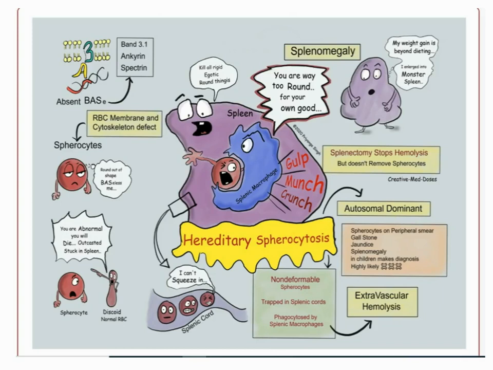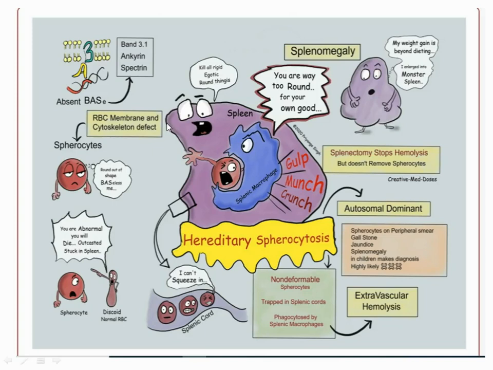So what's hereditary spherocytosis? The main treatment of hereditary spherocytosis is surgery, which gives very good results, more than medical treatment. Hereditary spherocytosis is an autosomal dominant disease, and this is a problem for the offspring because it's transmitted to the sons.